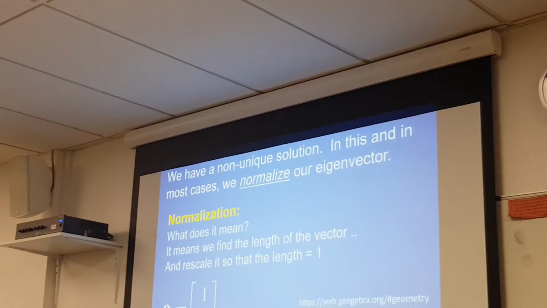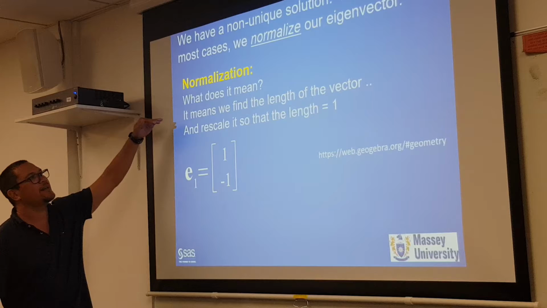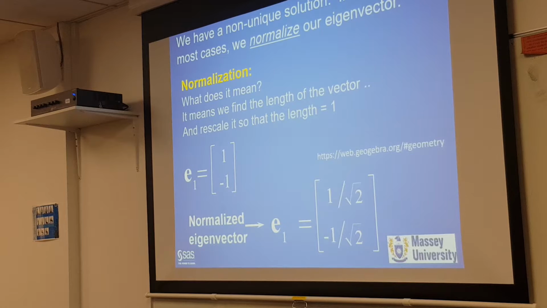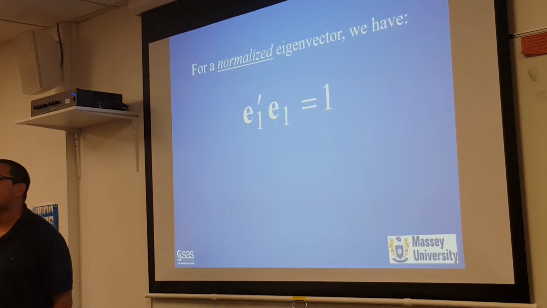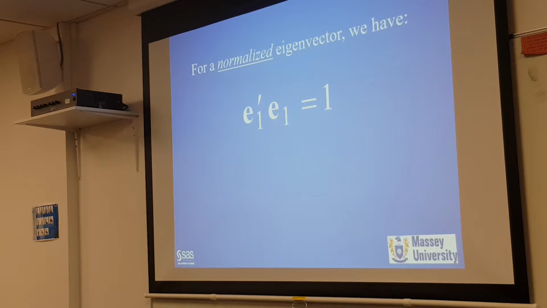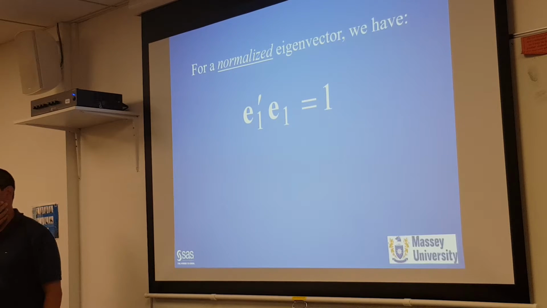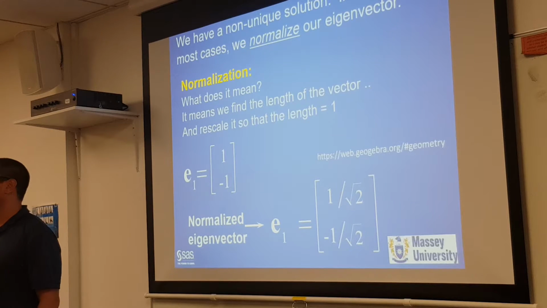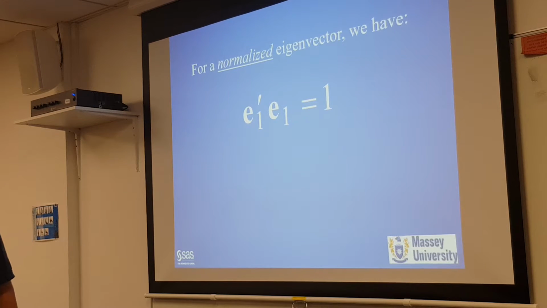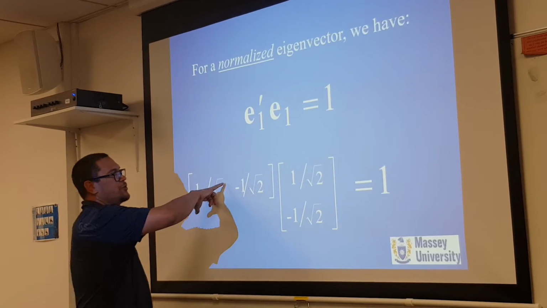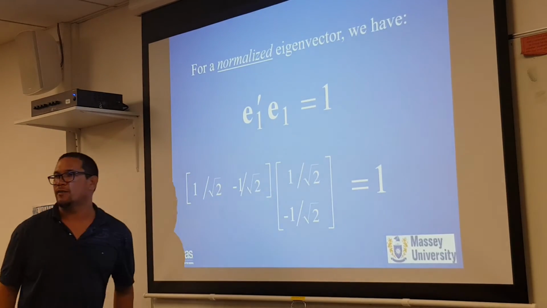So what does it mean? Normalization is simple. It's just finding the length of the vector and rescaling it so that the length is equal to 1. And that's what we do here. For any normalized vector, the inner product is going to equal 1. If I take this vector, transpose it and then multiply it by itself, it's like I'm finding the square of it. Well, we know it's of length 1, so it's just going to equal 1. In other words, 1 divided by root 2 minus 1 divided by root 2. If I multiply those two things together, I just have a value of 1.